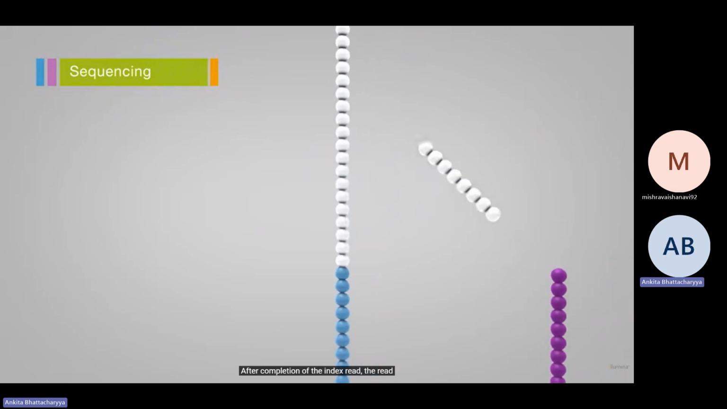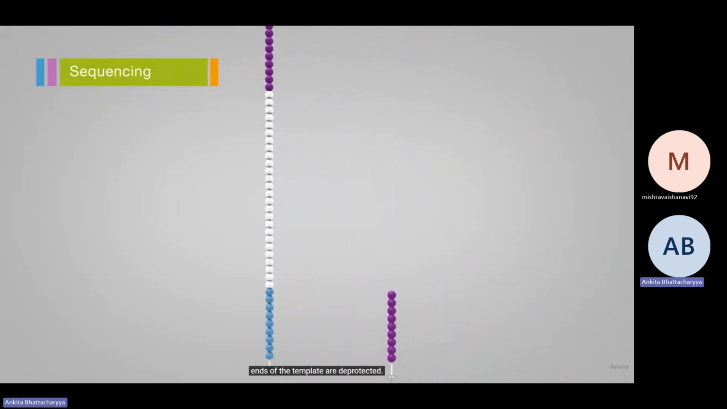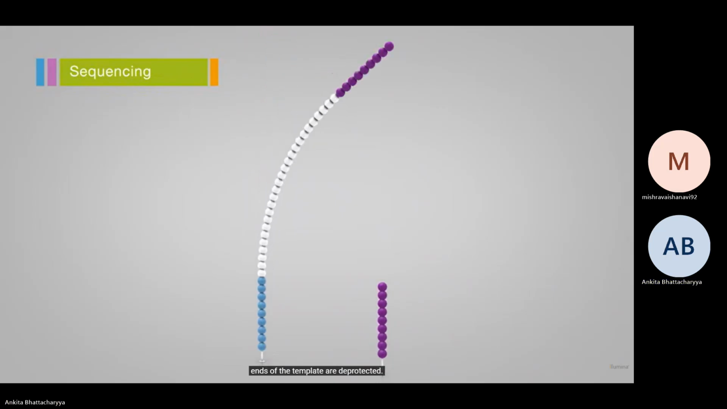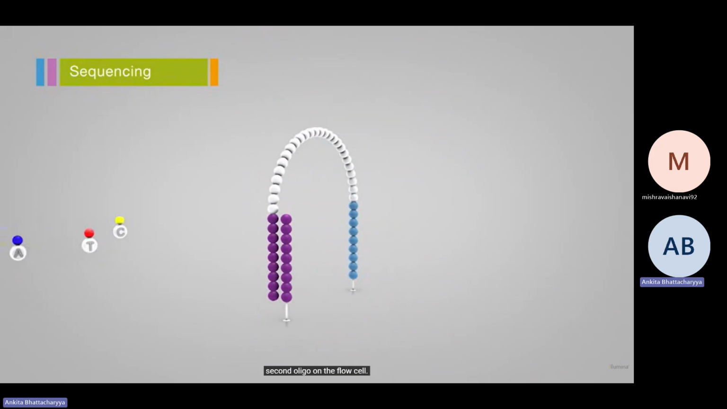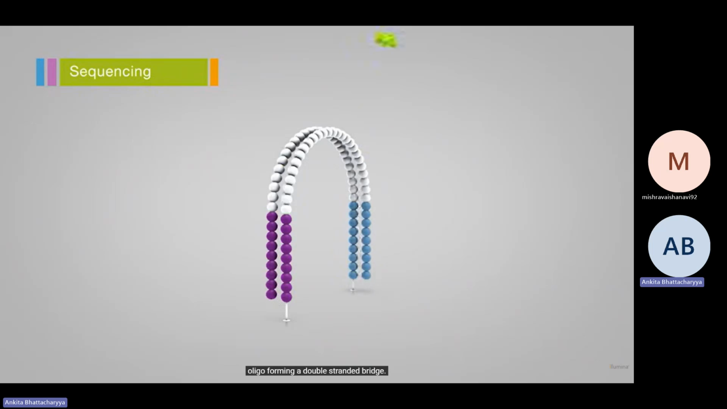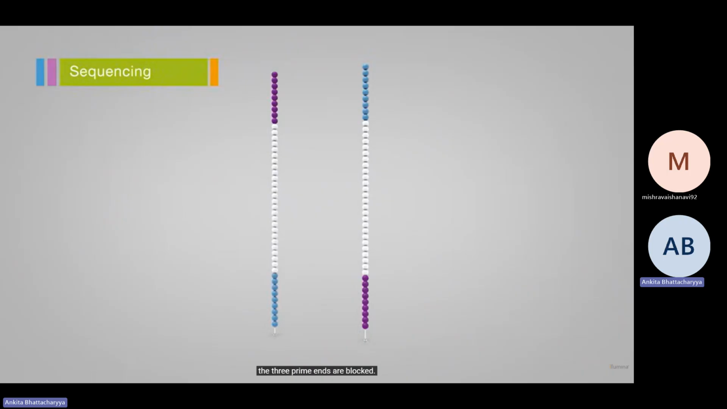After completion of the index read, the read product is washed off and the 3' ends of the template are deprotected. The template now folds over and binds the second oligo on the flow cell. Index 2 is read in the same manner as index 1. Polymerases extend the second flow cell oligo, forming a double-stranded bridge. This double-stranded DNA is then linearized and the 3' ends are blocked. The original forward strand is cleaved off and washed away, leaving only the reverse strand.